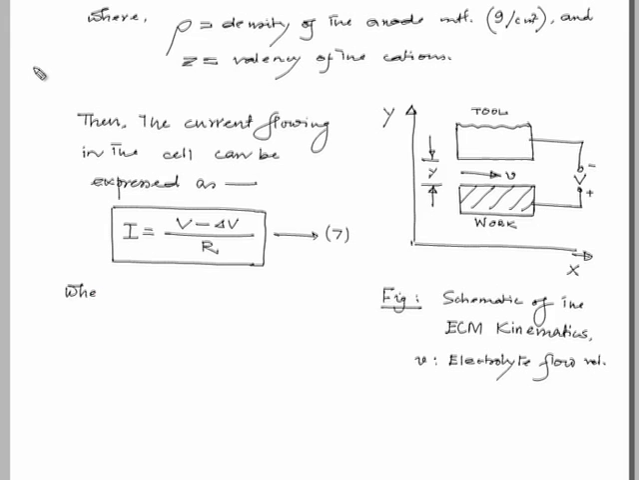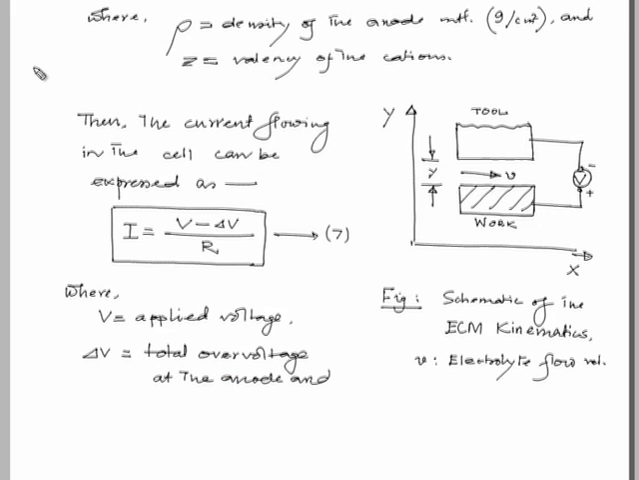where V is nothing but our applied voltage, this we have shown here, V is applied voltage, and then del V is total over voltage at the anode and the cathode. And R is the ohmic resistance.